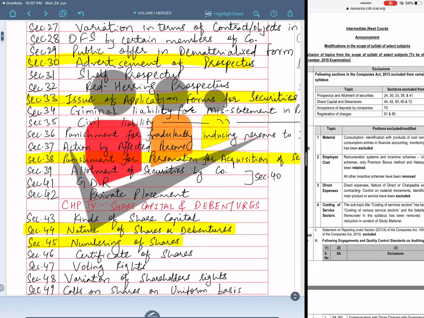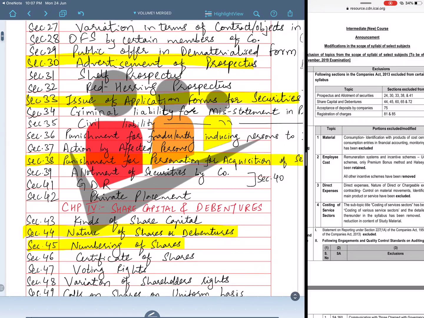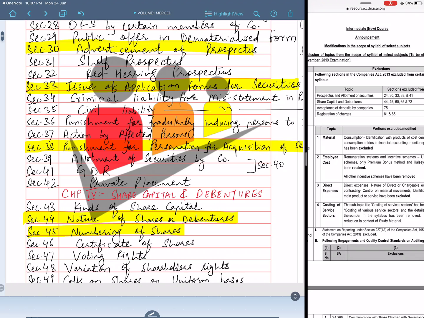38, punishment for personation for acquisition of securities. Important section, yes. If you are using a false name, trying to be someone else, although that section 38 is gone from the syllabus. 41, very important. 41, GDR is gone. A lot of time will be saved now in studying GDR. It was a big concept, but 41, the global depository receipts concept, is gone.